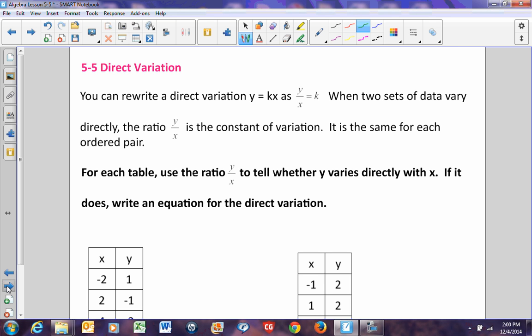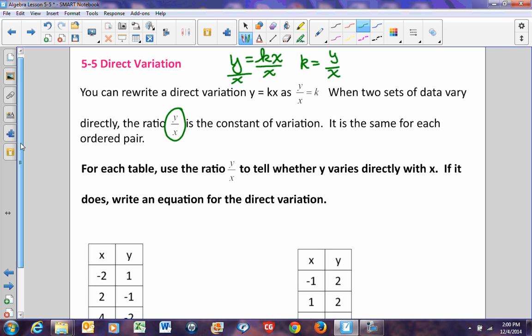The only reason I say this is because if I have y equals kx, I can solve it for whatever variable I want. If I want to solve it for k, I divide by x, and I have k equals y over x. If I wanted to solve it for x, I could divide by k, and I'd have y divided by k equals x. What they're saying is when you have the ratio y divided by x, that's your constant of variation, whatever y over x is. Sometimes it's a whole number, sometimes it's a fraction.